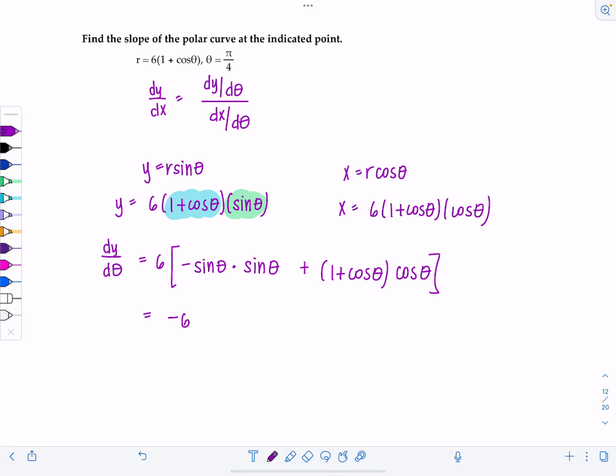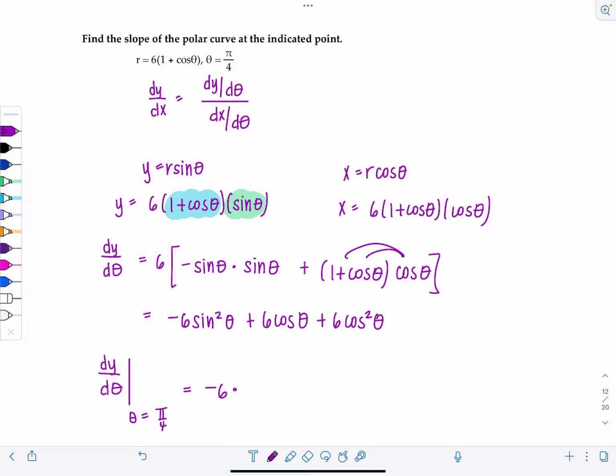Okay, let's clean this up. So this is negative 6 sine squared theta. Plus, I'm going to double distribute, try to keep up. 6 cosine theta plus 6 cos squared theta. I'm not going to need to take the derivative of this again. And they're actually wanting me to plug in pi over 4 for theta. Let me just do that now. Sometimes it makes life nice. So let me evaluate this at theta equals pi over 4 right now.